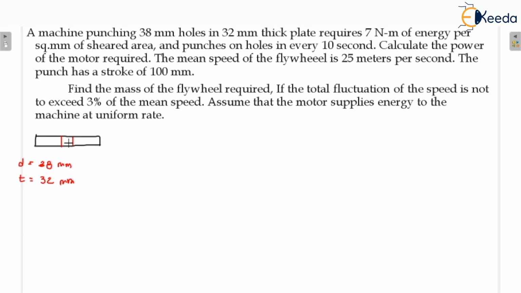sheared area. The shearing takes place here when punching takes place. Punching means the shearing portion which is going to be the sheared area. So here I can calculate the sheared area, that is pi d t. So that would come out to be pi multiply 32 multiply 38. Okay, so when you calculate this you will get the value of sheared area, and that would come out to be 3820 square. Okay, so this is the sheared area.